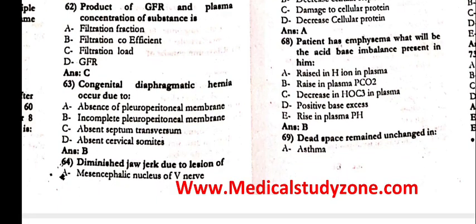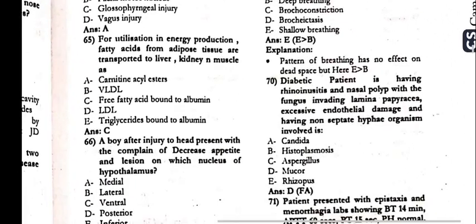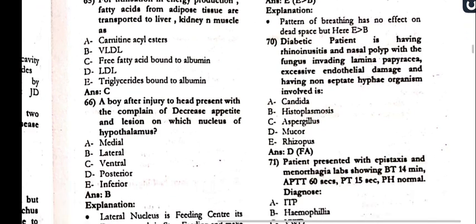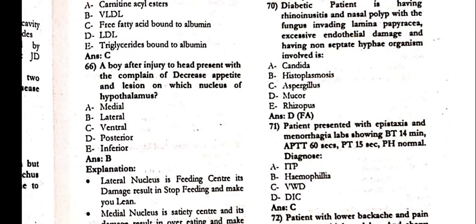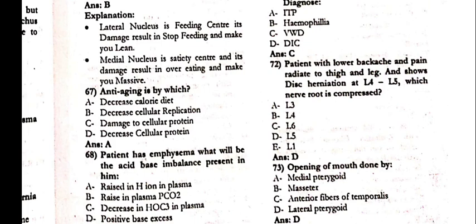Product of GFR and the plasma concentration of the substance is the filtration load. 63, the congenital diaphragmatic hernia occurs due to the incomplete pleuroperitoneal membrane. 64, the diminished jaw jerk due to the lesion of that is basically alpha option. 65, for the utilization in energy production, fatty acids from the adipose tissues are transported to the liver, kidney and the muscle as free fatty acid bound to the albumin. 66, a boy after injury to the head presents with the complaint of decreased appetite and the lesion on which nucleus of the hypothalamus, that is the lateral. Next 67, anti-aging is by which, that is the decreased caloric diet.